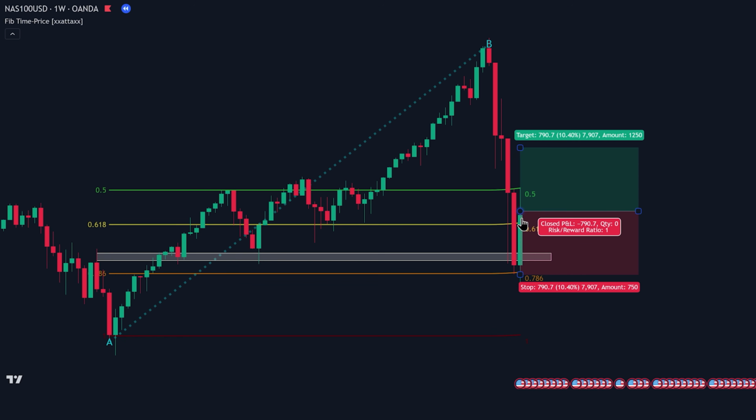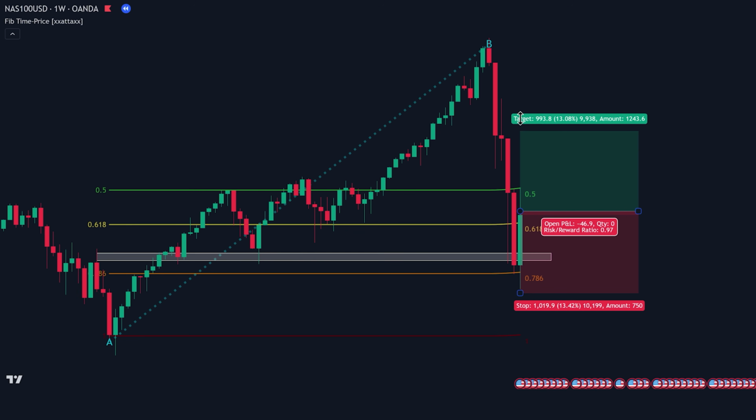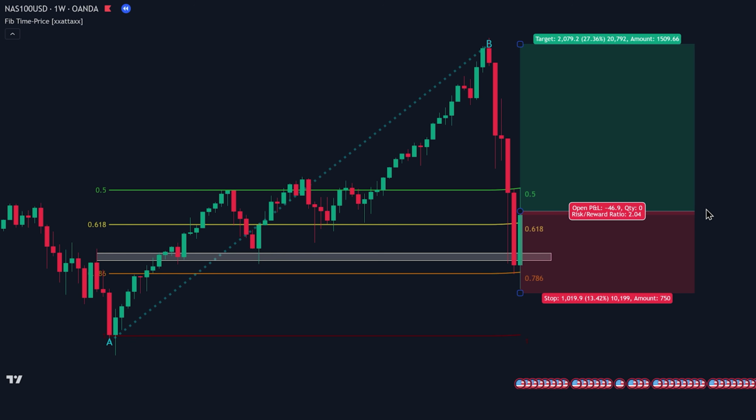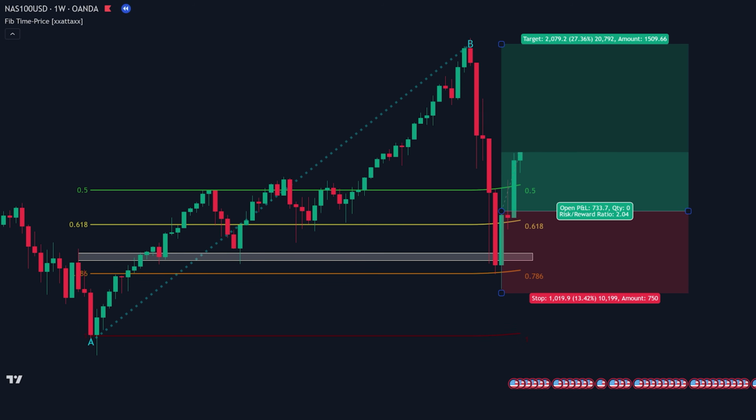For risk management, the stop loss is set slightly below the 0.786 Fibonacci level. The take-profit target is set higher, near the previous swing high, to capture the continuation of the bullish trend. Let's see how this trade plays out.